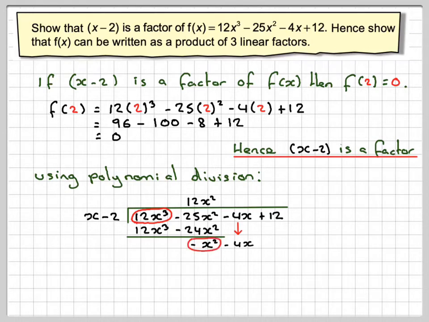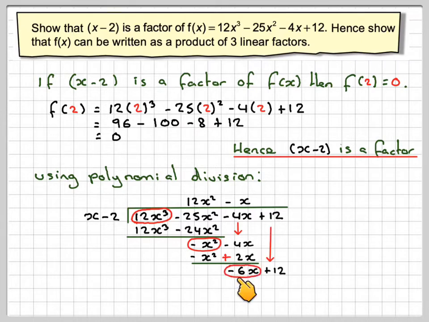Right, the next thing we're going to divide is minus x squared by x, which gives me minus x. And then we do minus x times x, which gives me minus x squared. And then minus x times minus 2 gives me plus 2x. Be very careful that you get the sign correct there. Now we do a subtraction. We get nothing from here. Minus 4x minus 2x gives me minus 6x. And now we bring down the 12.